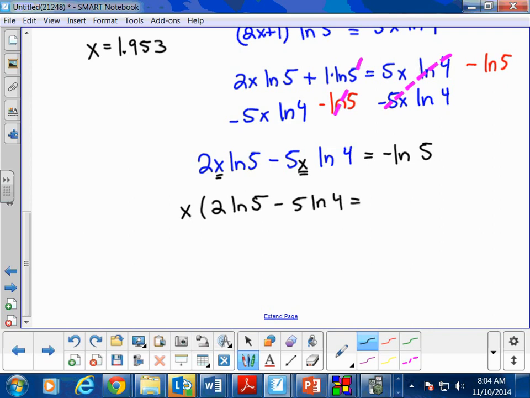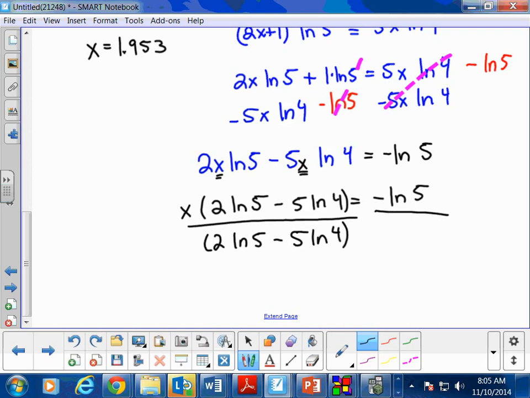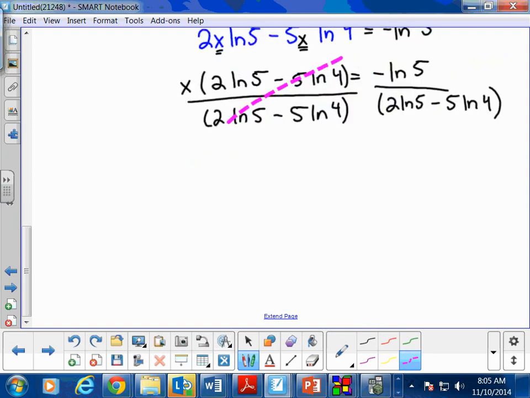Natural log of 4 is equal to negative natural log of 5. And here comes part of the grand finale: I'm going to divide it by this expression, and that division is going to make sense because it divides into 1. So natural log of 5 minus 5 natural log of 4, which means I could do this to that, and I'm left with this expression. X is equal to this right here.